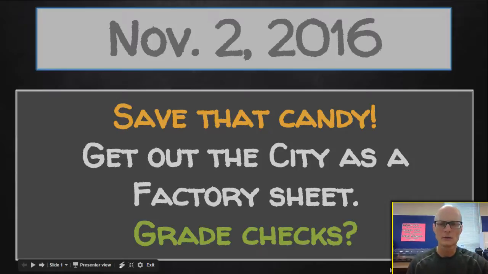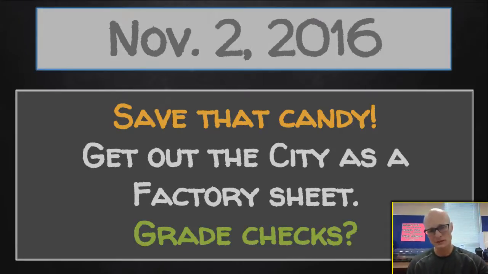All right. Wednesday, November 2nd. Save some of that candy. We are going to build edible cell models on Friday. So you're going to do cell as a city and cell as a factory, and then see if you can apply that to make your own edible cells. So get out your factory worksheet, and if there are any more grade checks, make sure you get them to me.